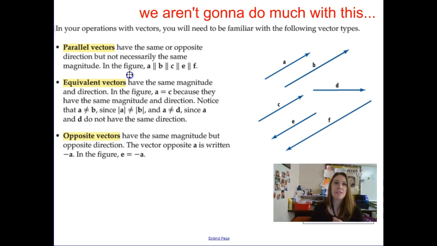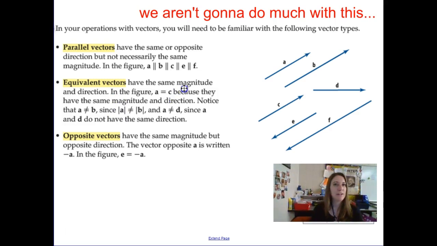So when I look at the definition of parallel, they have the same or the opposite direction, but not necessarily the same magnitude. So I think everybody here is parallel except for D. Like everybody else is parallel to each other. So that's what's going on there. Yep, that's what they said here. A, B, C, E, and F are all parallel.